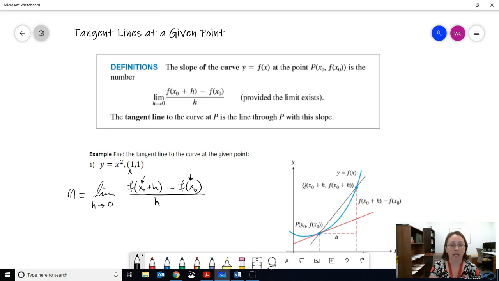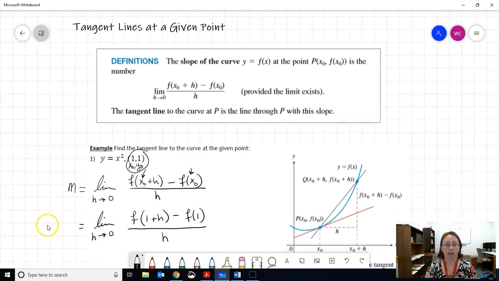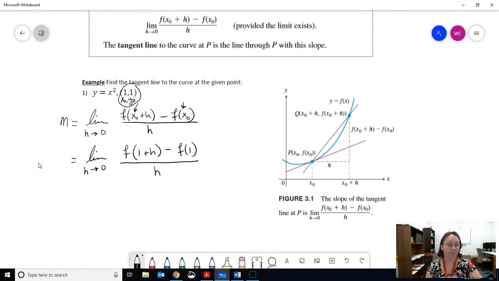So our point is x0, y0. x0 is 1, and that's what we're going to plug in here. Limit. Don't forget your notation. As h approaches 0, we have f of 1 plus h minus f of 1 all over h. Again, h is h. You cannot get rid of that until you take the limit. If we were to take the limit at this point, we would end up with 0 over 0, so that's not okay. We have to do some algebra.